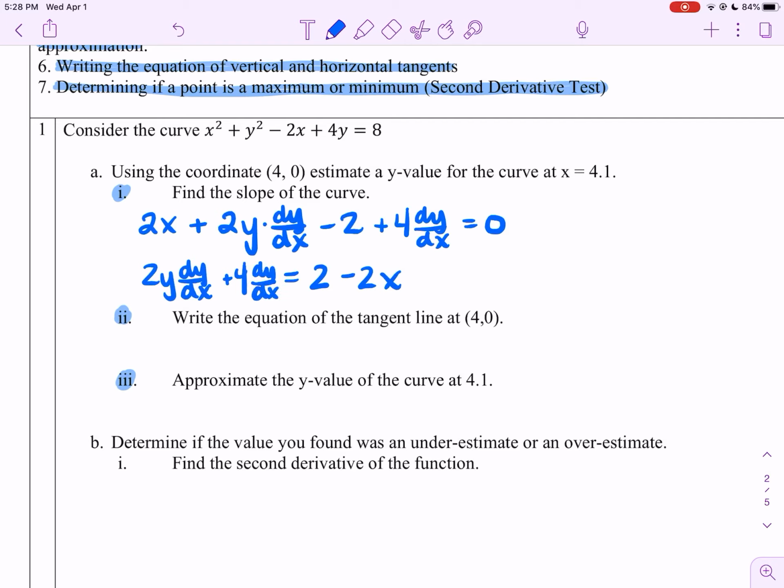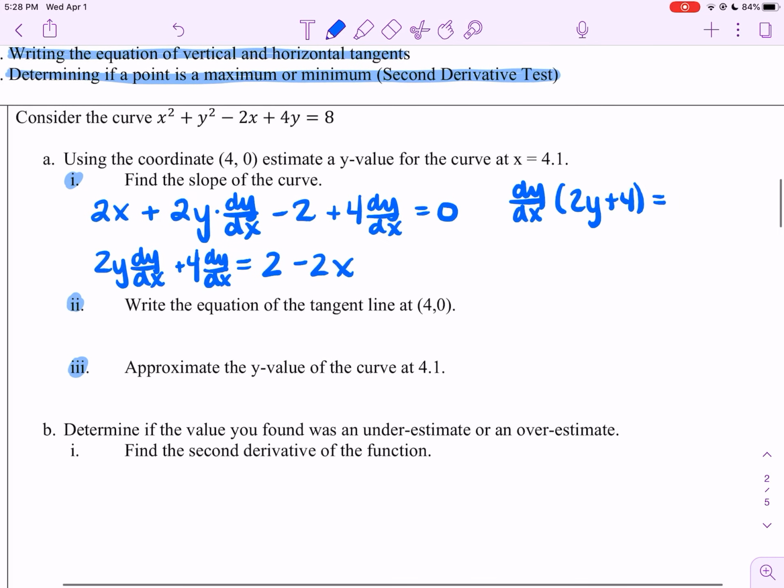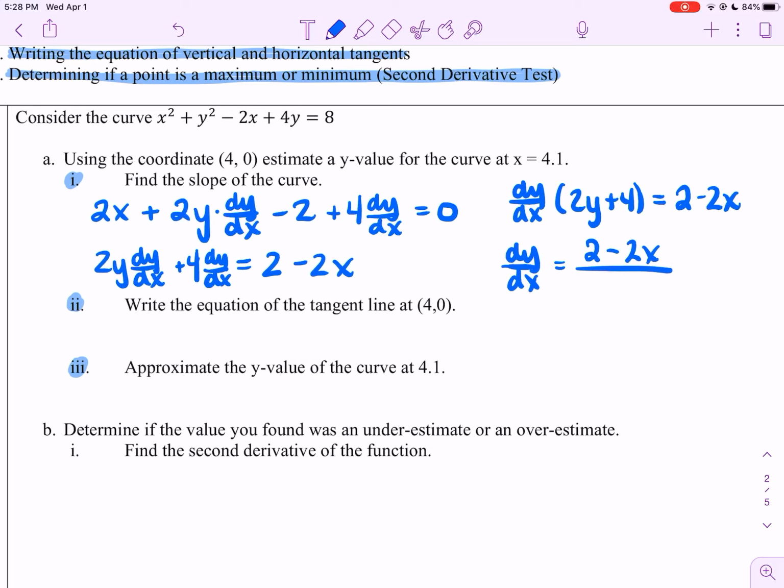And again, just simplifying by dividing out your dy dx, we're left with 2y plus 4 is equal to 2 minus 2x. And therefore, dy dx is actually equal to 2 minus 2x over 2y plus 4. First step would be to find the derivative. Now that we have the derivative, we can write the equation of the tangent line at the given point.